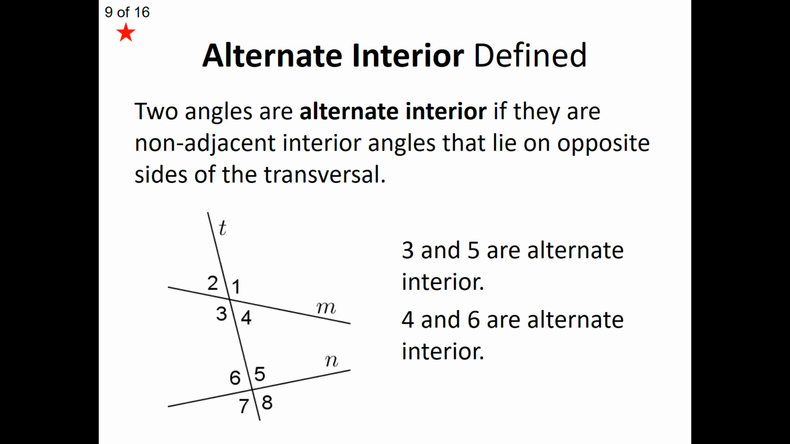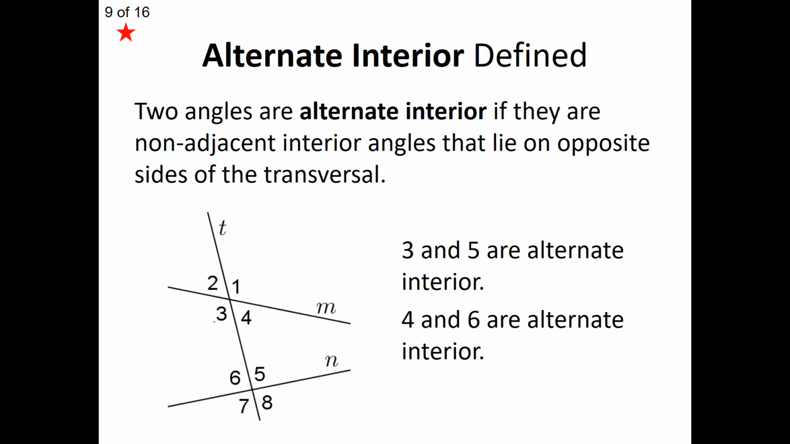We call this next pair the alternate interior angles. Alternate interior angles are, again, interior, but this time we need to specifically state that they are non-adjacent interior. So there are actually two criteria there. They're interior and they're non-adjacent. And the last criterion is that they lie on opposite sides of the transversal.